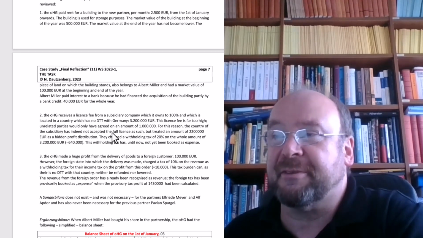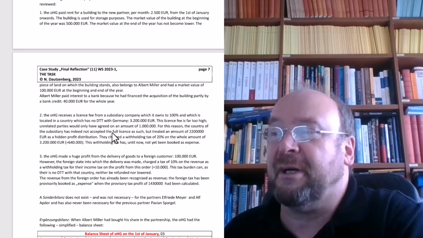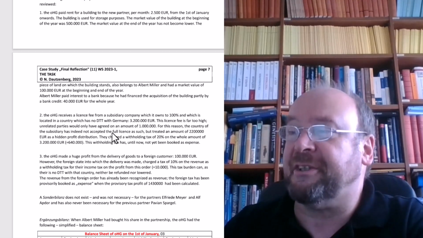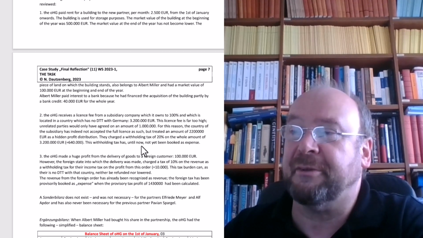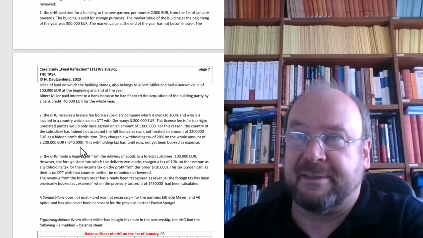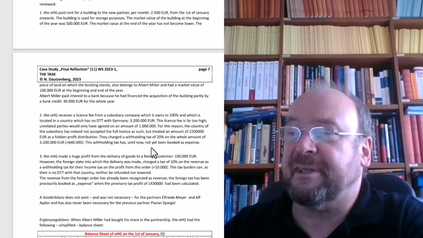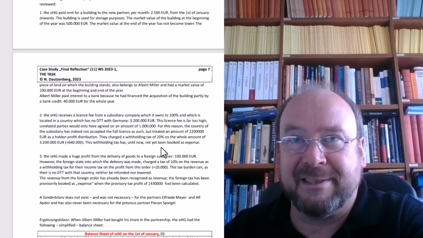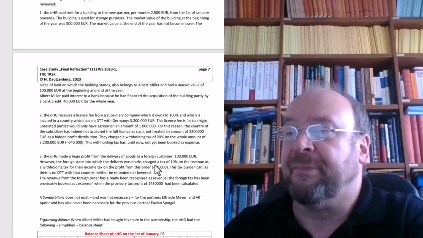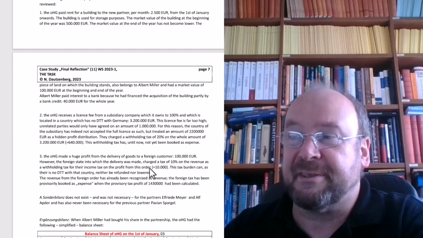For this reason, the country of the subsidiary had not accepted the full license fee as such, but treated the amount of 2.2 million as a so-called hidden profit distribution. They charged a withholding tax of 20% on the whole amount of the 3.2 million. That's 640,000. And this withholding tax has until now not been booked as expense, but treated as non-deductible.